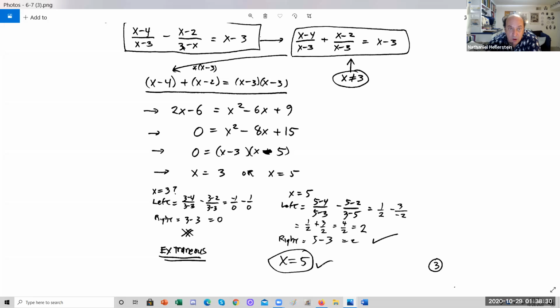5 here, here, here, here, and here. 5 minus 4 over 5 minus 3, minus 5 minus 2 over 3 minus 5. That's a half minus negative 3 halves, which is 2. The right is 5 minus 3, which is 2. They fit. So 5 is a solution. 3 was not. So that's the one solution.